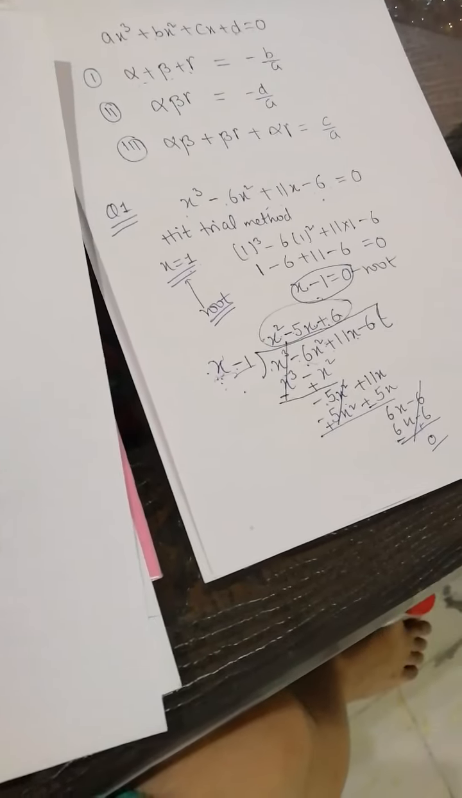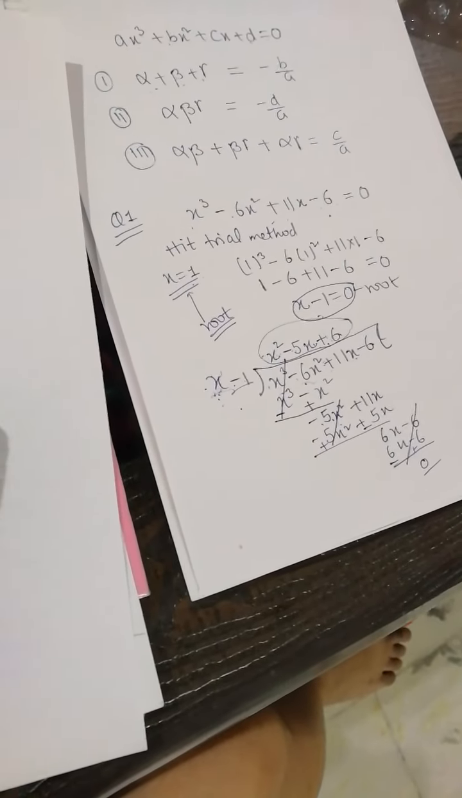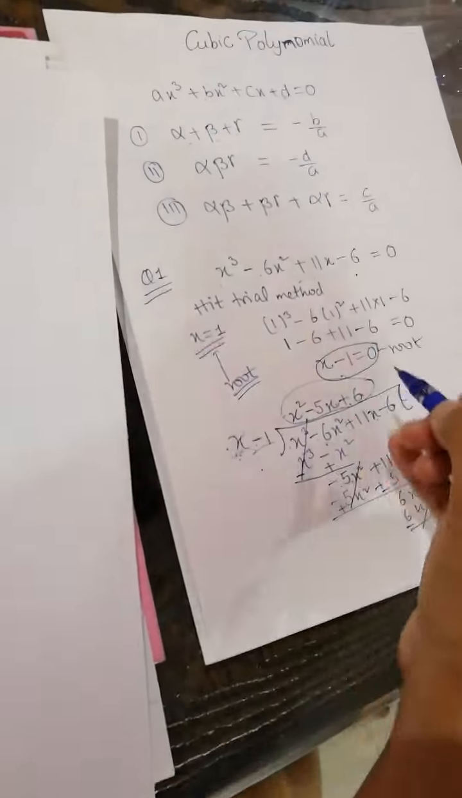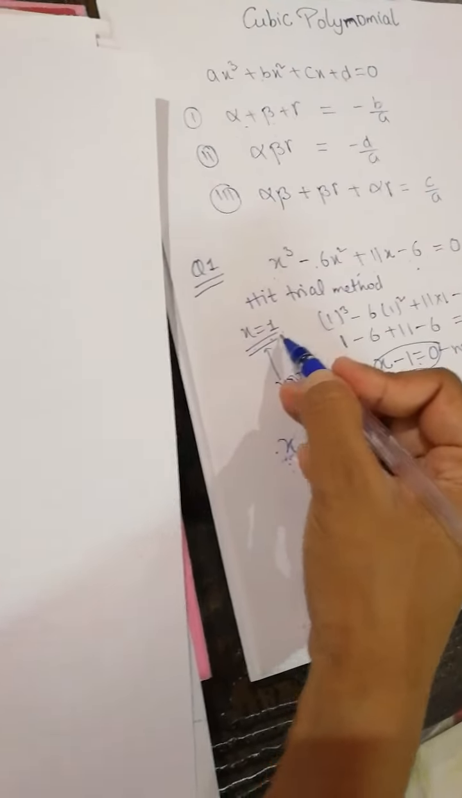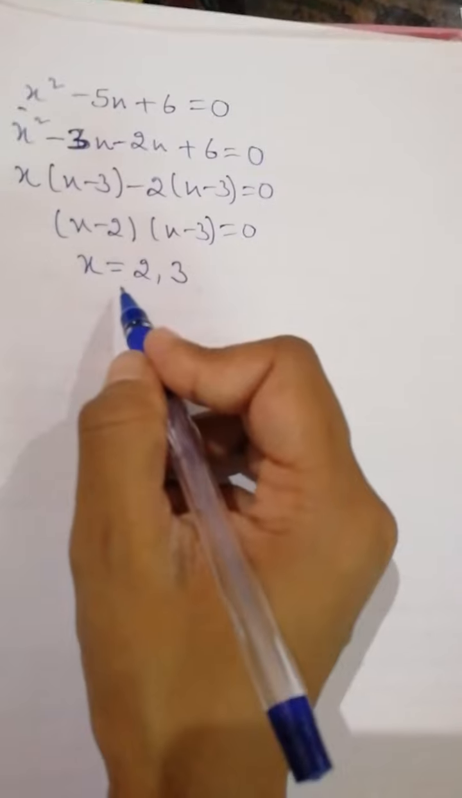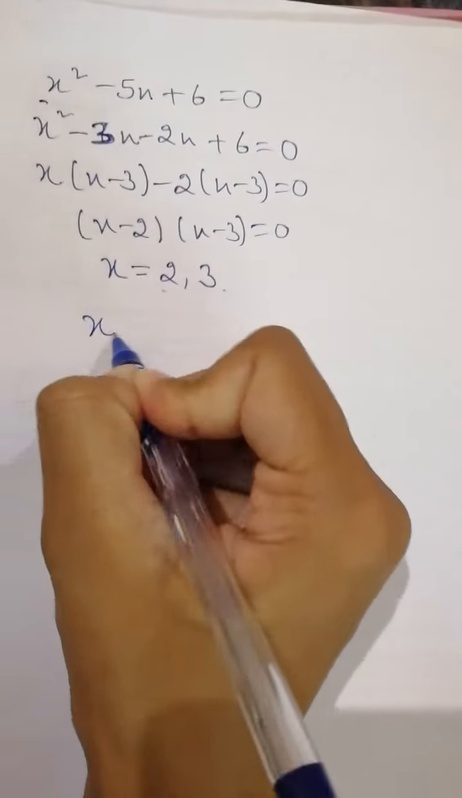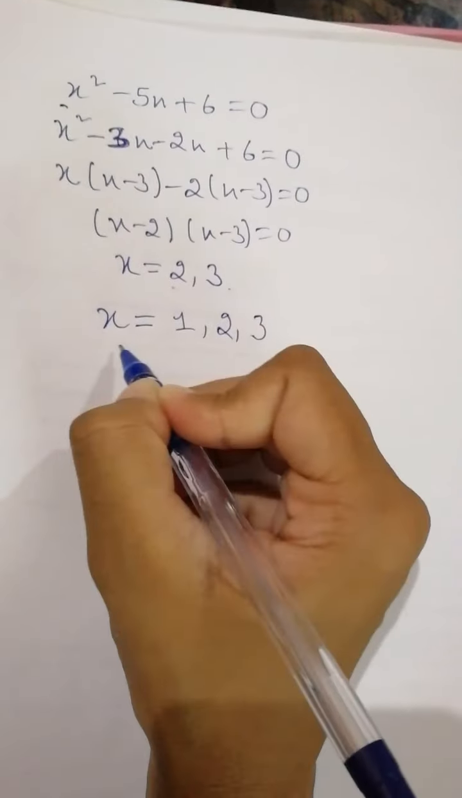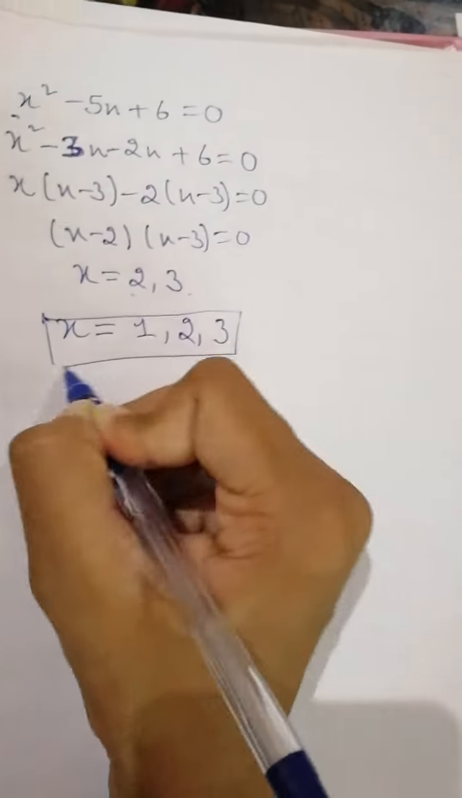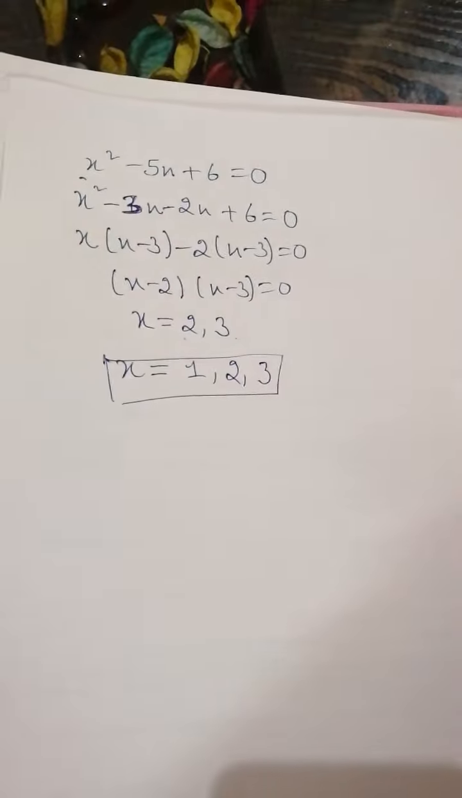So now the main equation is x cube minus 6x square plus 11x minus 6. The roots are, first I found out that x equals to 1 is my root, and the other two roots are 2 and 3. So now the roots are x equals to 1, 2 and 3. So these are the roots of the particular equation.